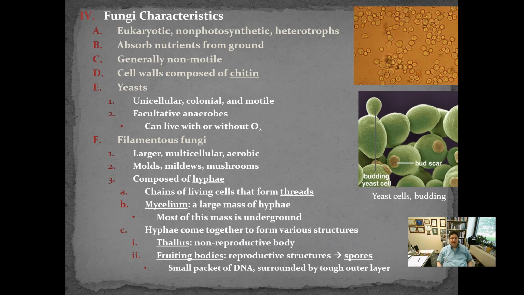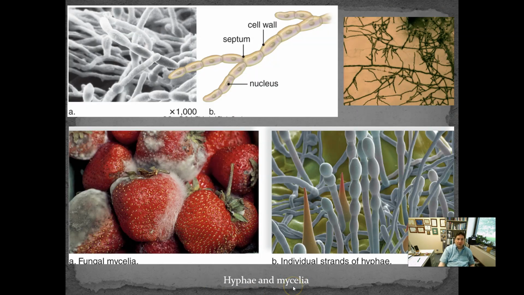So for example, when you see a mushroom in your yard, most of the mass of that organism is underground. It's all the hyphae, the mycelia. When you see the mushroom, that's the threads coming together to form that mushroom, which has a stalk, which is the thallus, and that top umbrella part is the fruiting body that makes spores. So fruiting bodies are produced regularly, usually annually, for normal reproduction, not in times of stress.